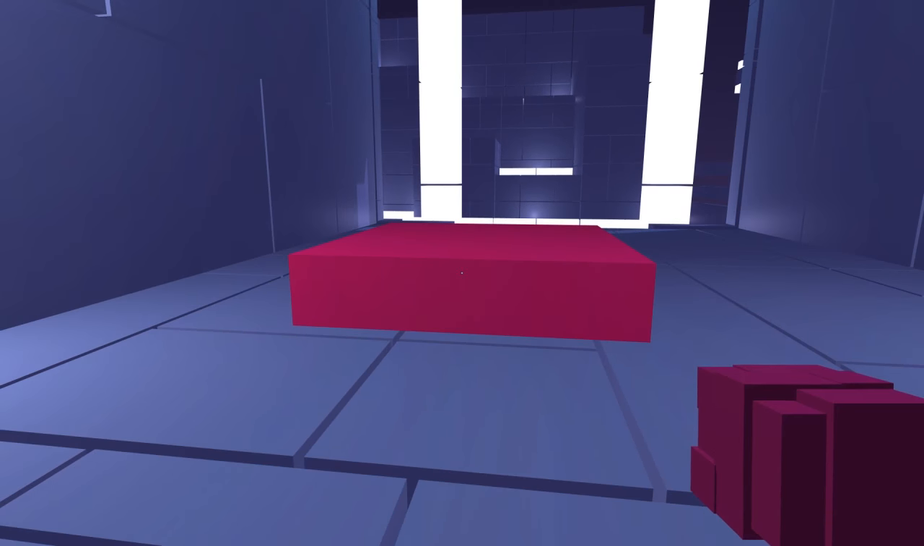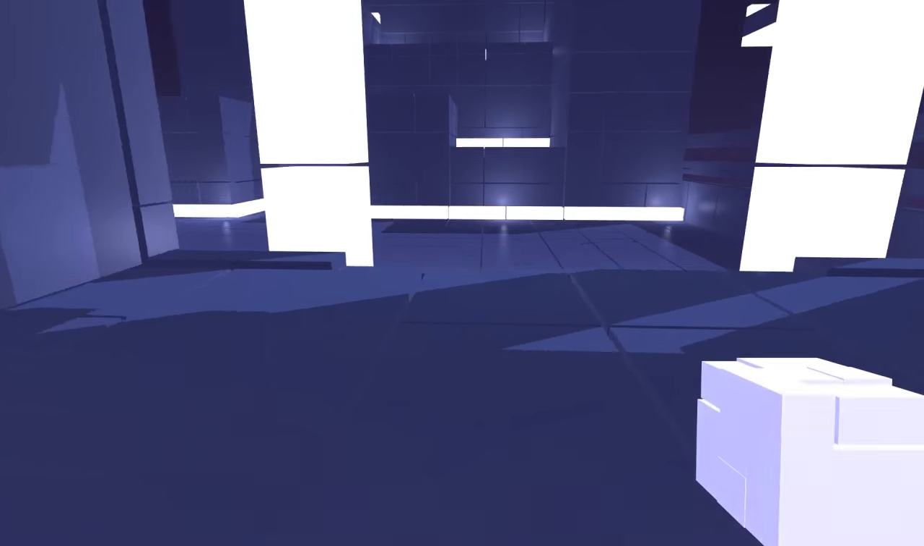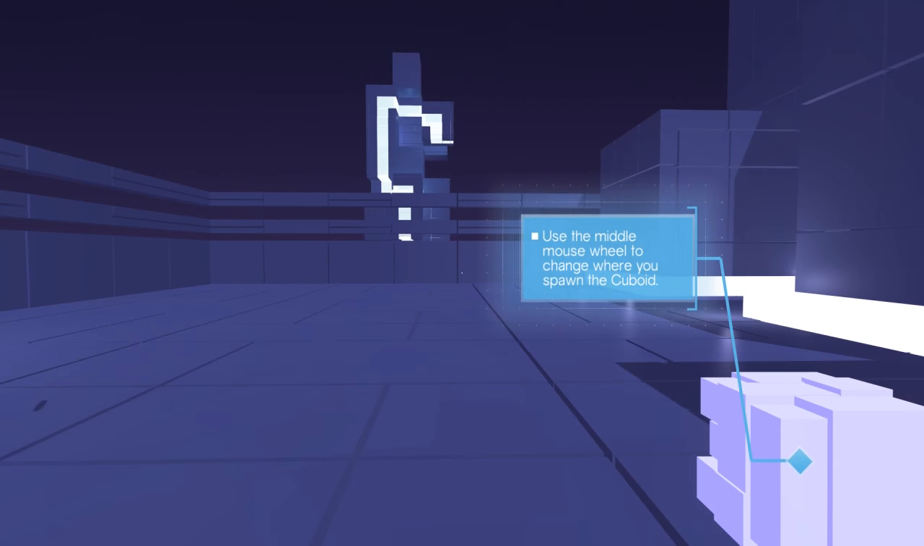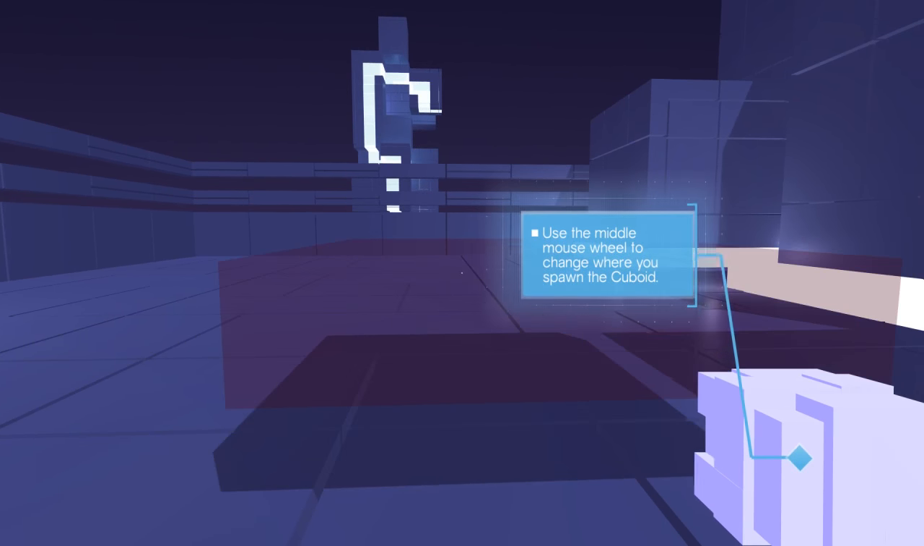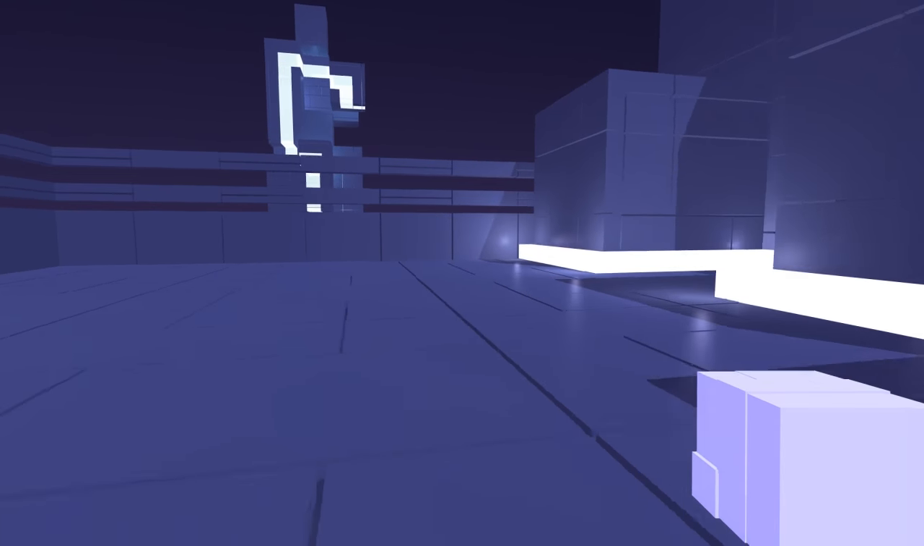So now I can place one whenever I want, but only one. Interesting. Keep that in mind. Use the middle mouse wheel to change where you spawn the cuboid. Oh, zooming in and out. That's a nice touch too.